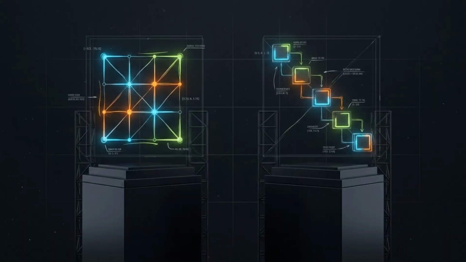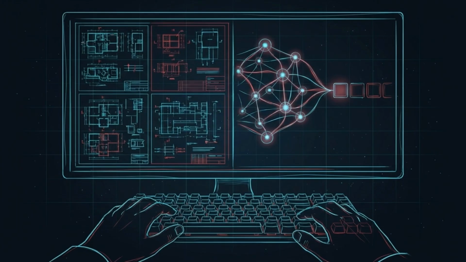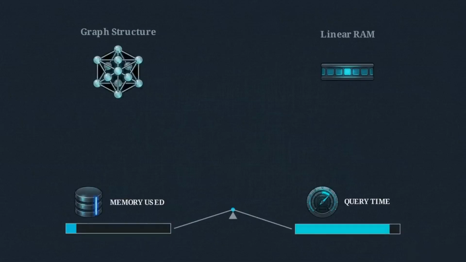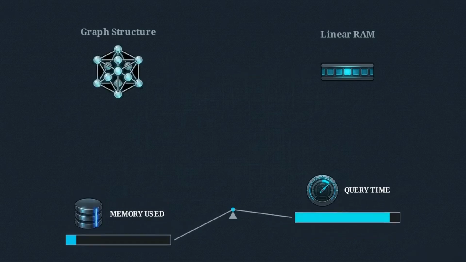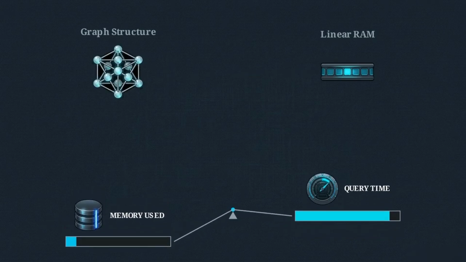To bridge this gap, we use two foundational architectural frameworks, the adjacency matrix and the adjacency list. The choice between these two structures introduces a critical variable into our system design, the balance between memory used to store the network and the time required to query it.